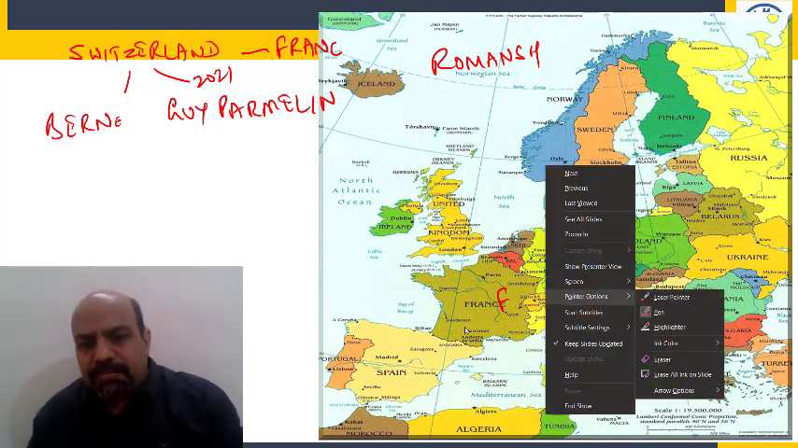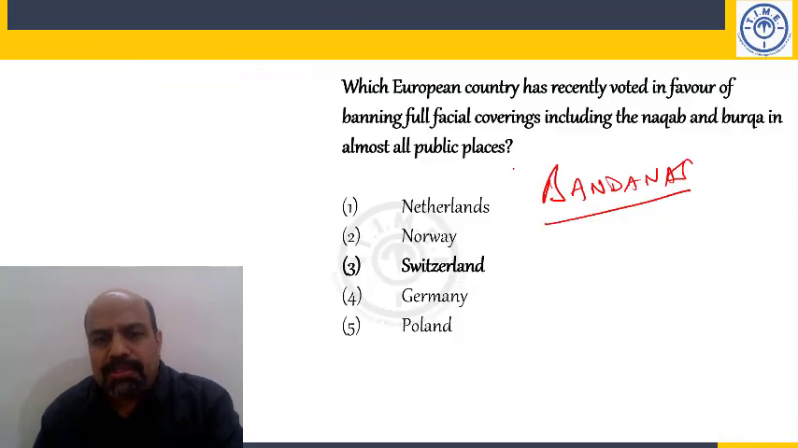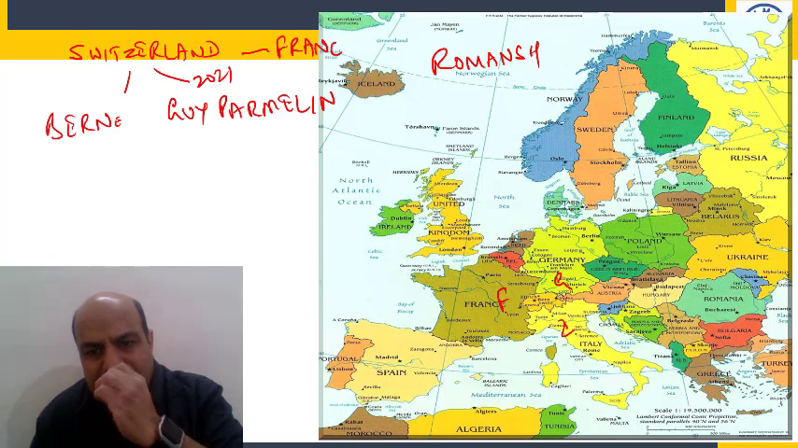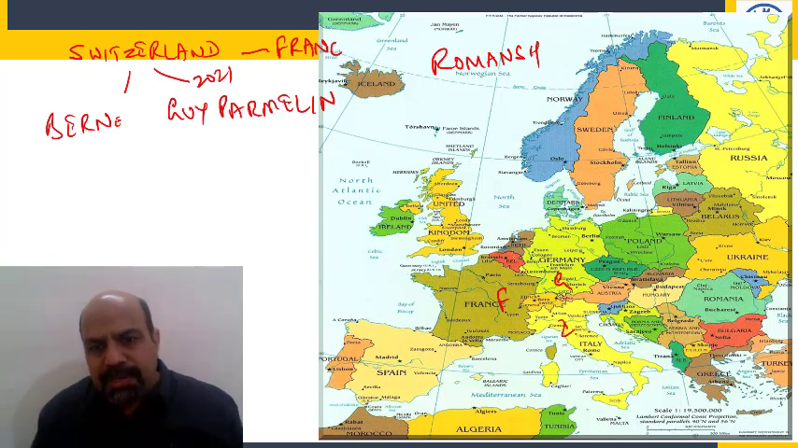From here, we could look at a couple of other choices: Netherlands, Norway, Germany, Poland. This is Belgium here, and this is the Netherlands. This particular country is the Netherlands. It's a small country, and this is Poland here, pretty large in green. And of course Germany is this in yellow.